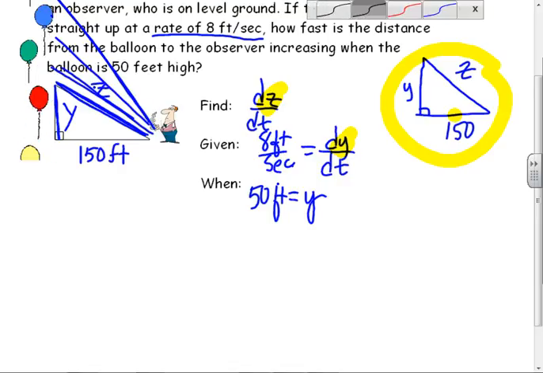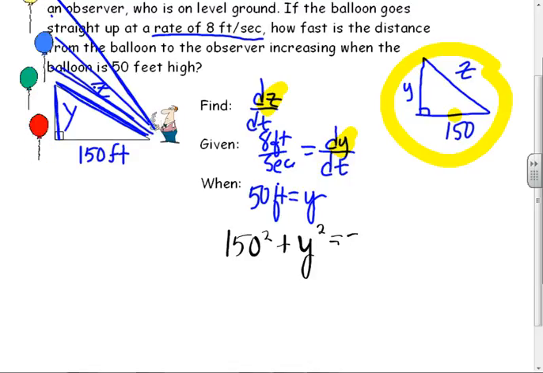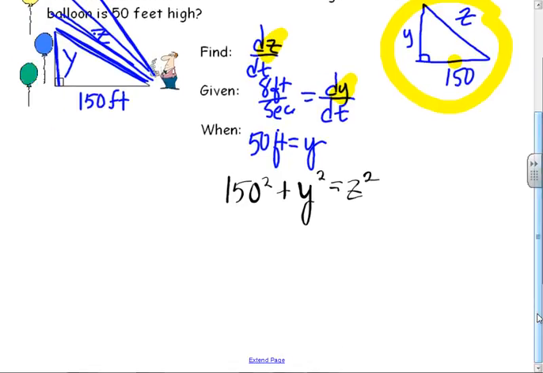Ready? 150 squared plus y squared equals z squared. They won't give you Pythagorean's theorem. They expect you to know that. But they will give you some volume formulas if it's a volume equation. Now, I don't want to square root that and solve for z. That's just too hard. It's much easier to take the derivative implicitly.